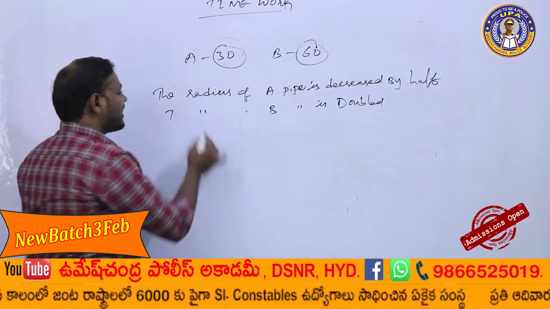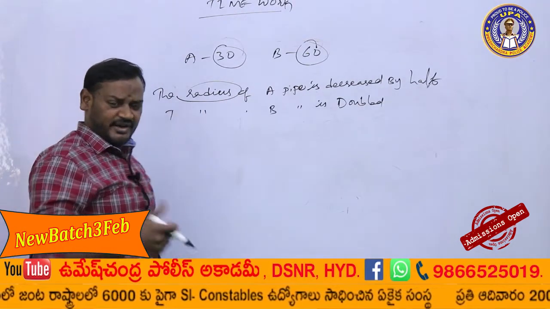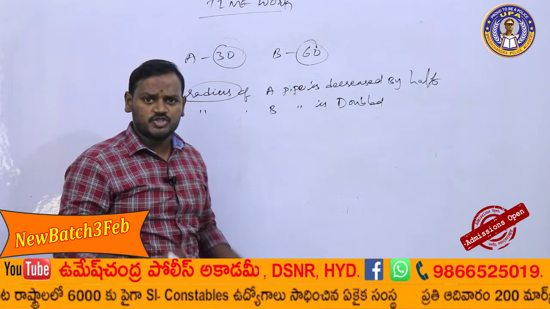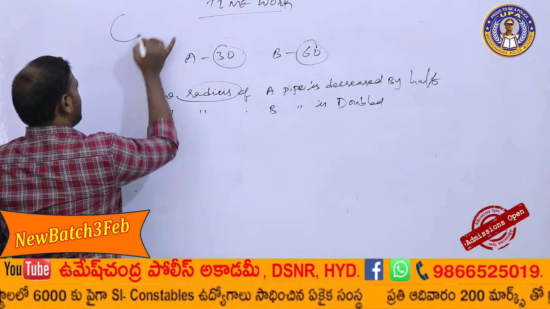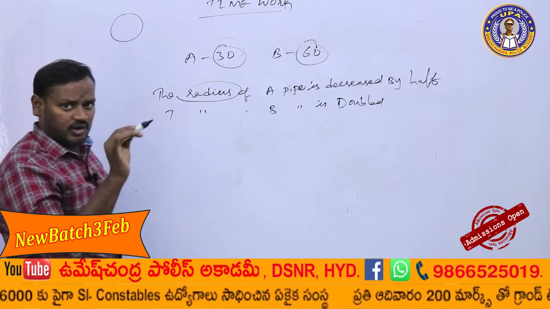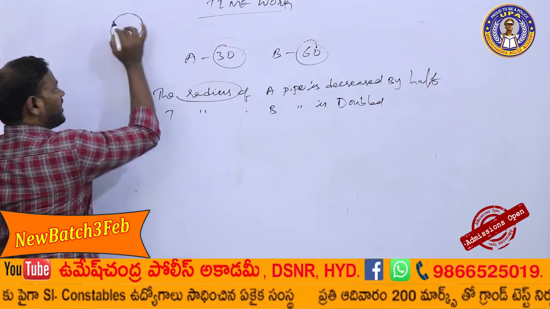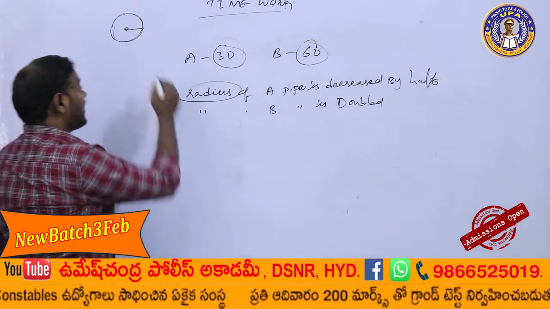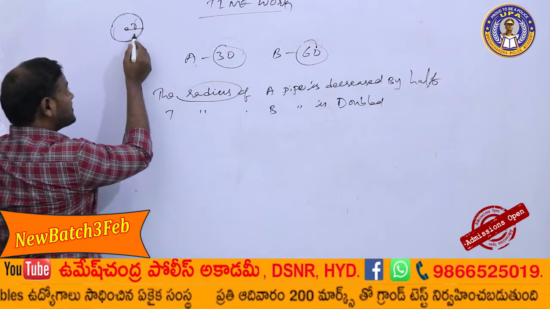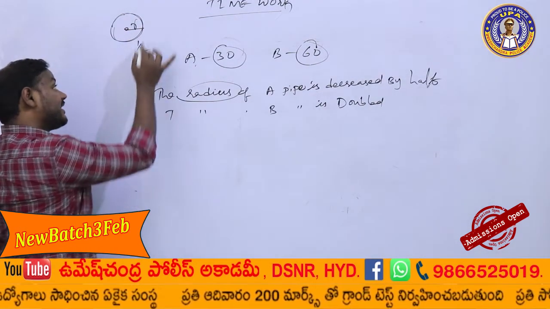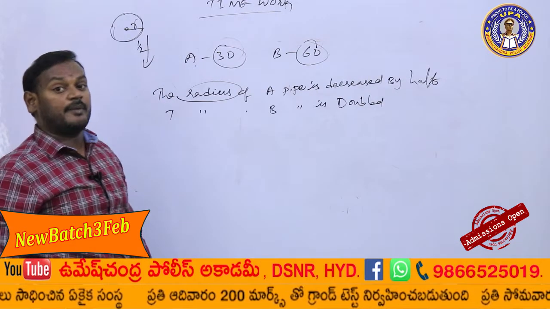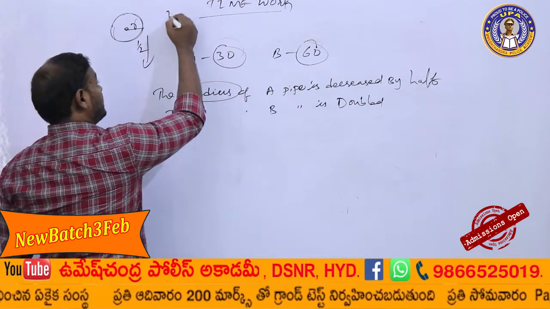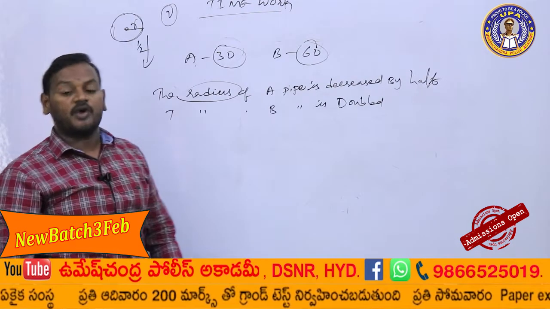So what is given? Radius of pipe. What do you mean by radius of pipe? Of course, a pipe is in the shape of this one only, right? There will be a hole in the shape of a circle only, right? So logically it will have a radius for sure. But what is it saying? The first pipe radius is decreased by half, but the second pipe radius is doubled. So logically 2 times. But how to crack this question?